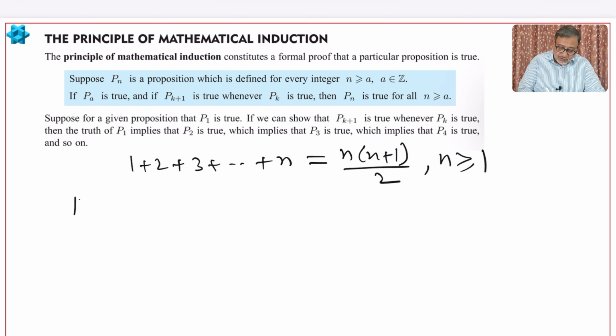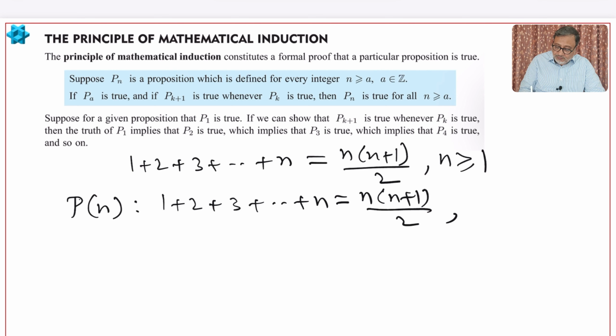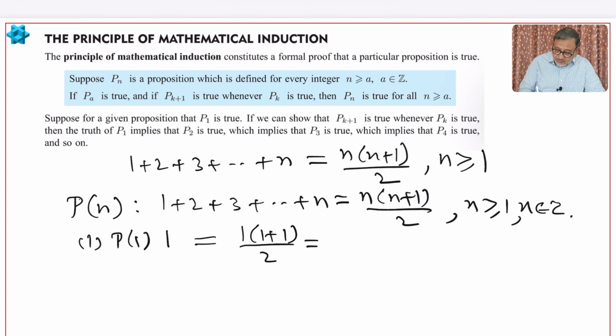What we are going to do, we will take p of n as this statement: 1 plus 2 plus 3 plus so on plus n equals n into n plus 1 upon 2, where n is greater than or equal to 1 and n belongs to z. Then our first step will be p of 1, meaning n is equal to 1, so the sum is 1, and which will be equal to 1 into 1 plus 1 divided by 2. So 2 by 2 is equal to 1. Therefore p of 1 holds. Like that you are going to write. Then the second step is, let p of k be true.